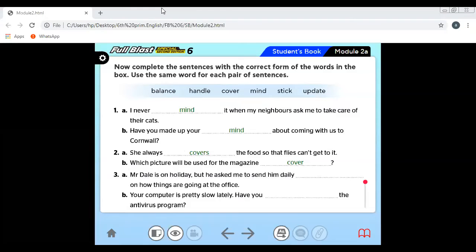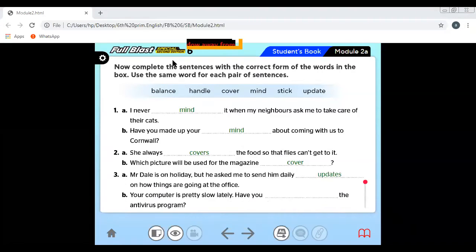Let's go to number 3. Mr. Adel is on holiday, but he asked me to send him daily updates on how things are going at the office. Daily what? Update. Raise your hand if you want to answer. Daily updates, but here updates is a noun. Let's go to B. Your computer is pretty slow lately. Have you updated the antivirus program? Here I will use a verb. What is the verb of update?